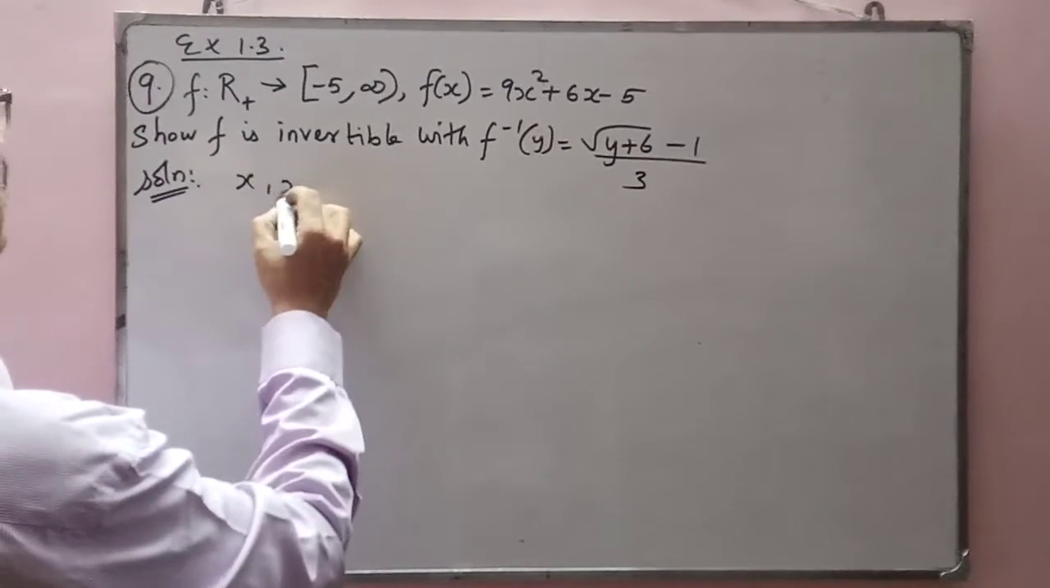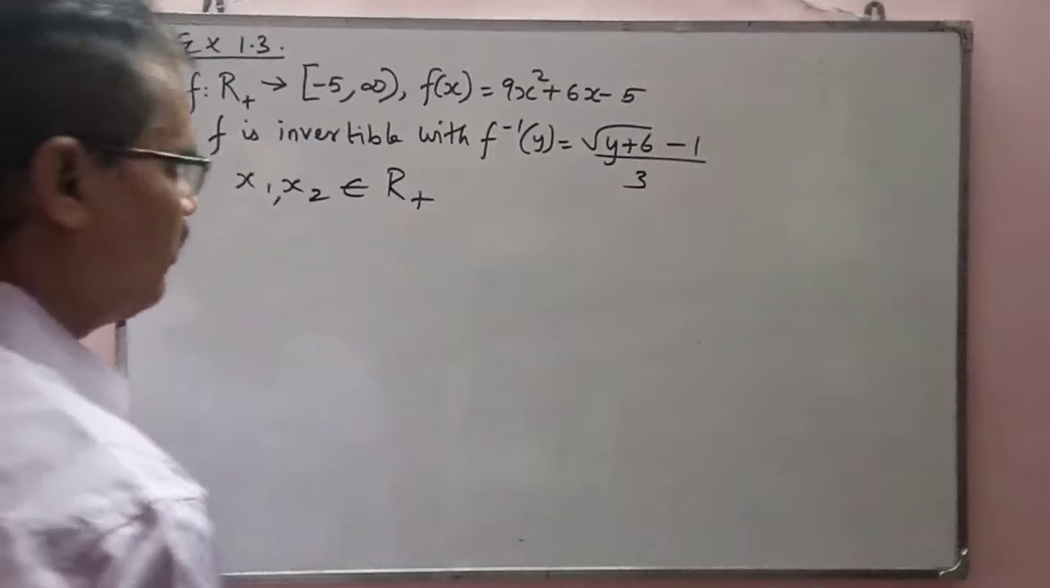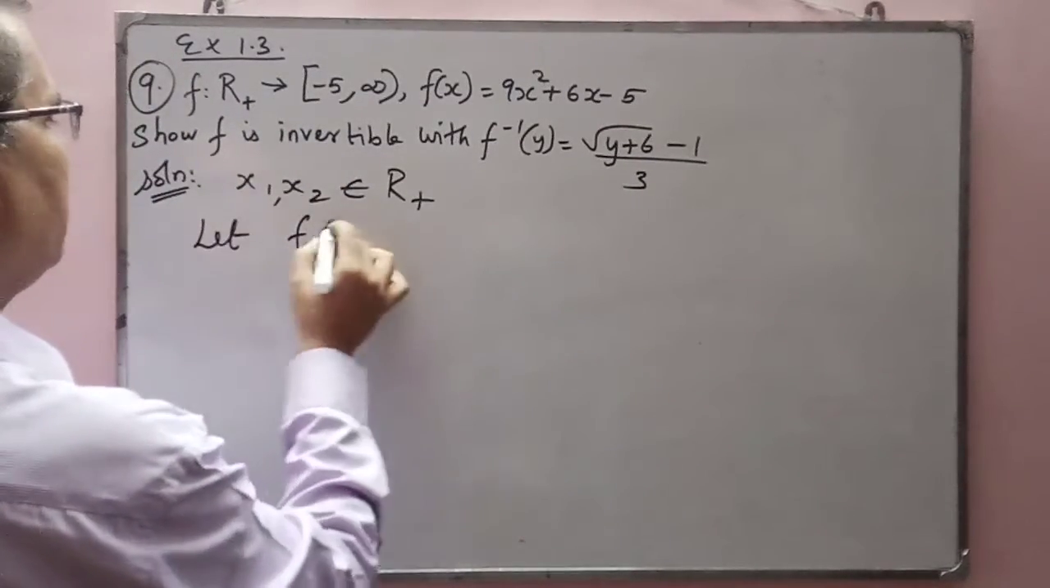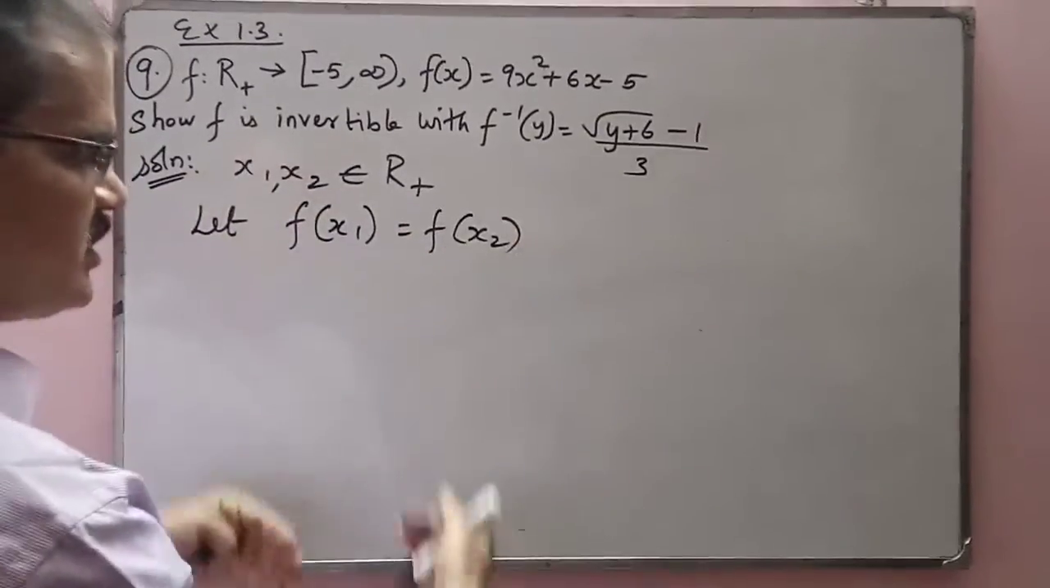Let us take two elements in the domain belonging to R plus. We know R plus is the set of positive real numbers; we forgot about the negative numbers. Now we imagine that their images are equal, so that we will prove that their elements are equal.